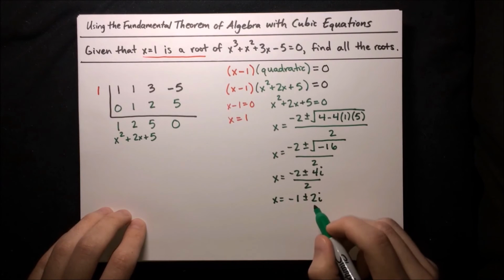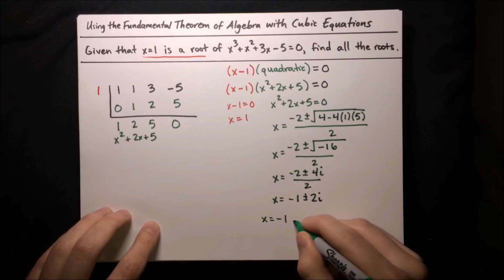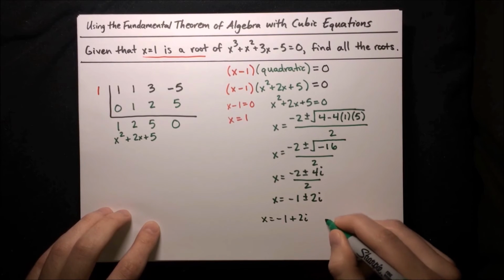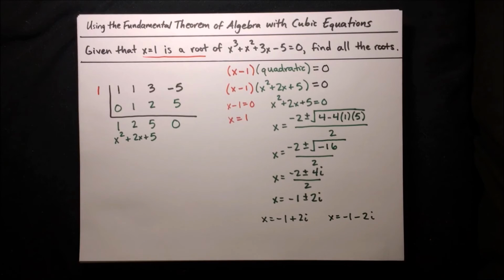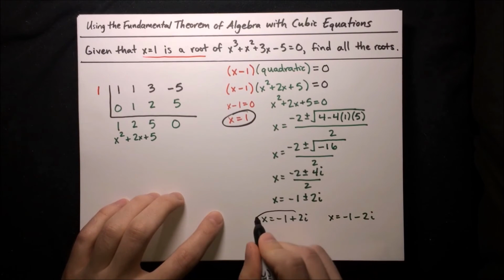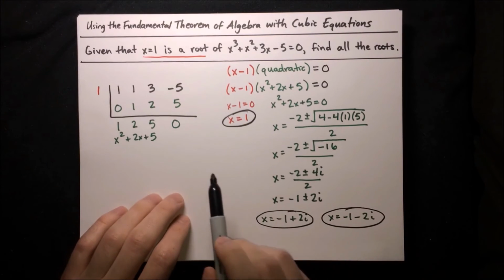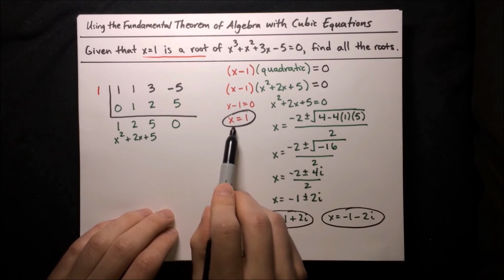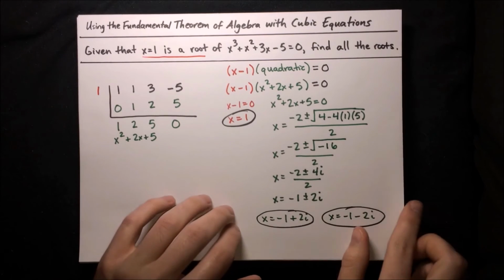So there we go, there are our other roots. We'll just write them out separately. x equals negative 1 plus 2i, and then x equals negative 1 minus 2i. So there are our roots, and that matches up pretty well with what we were expecting. We were expecting either one real root or 3 real roots, and indeed we just have one real root; the other 2 have imaginary parts.